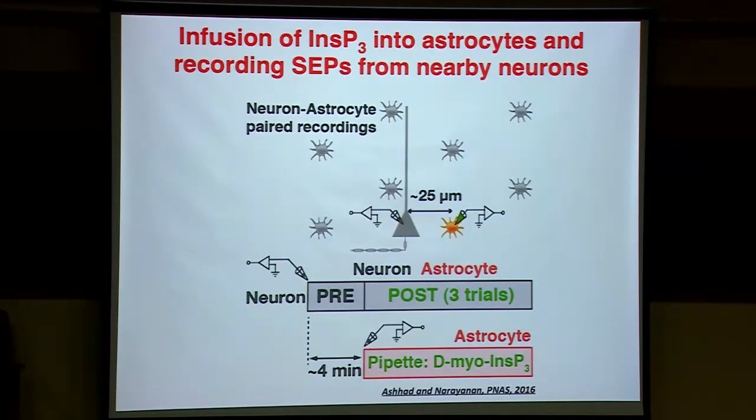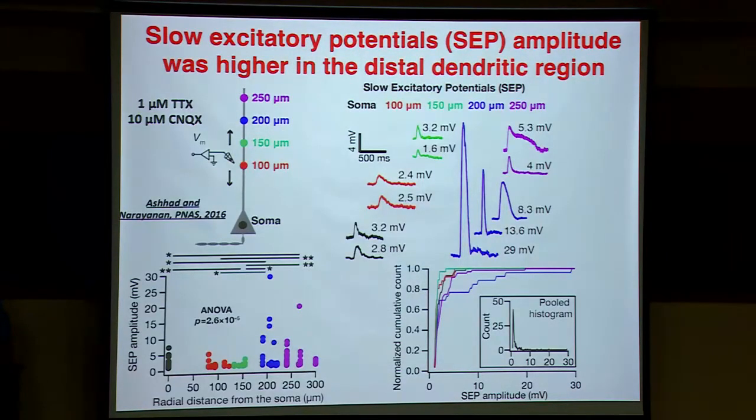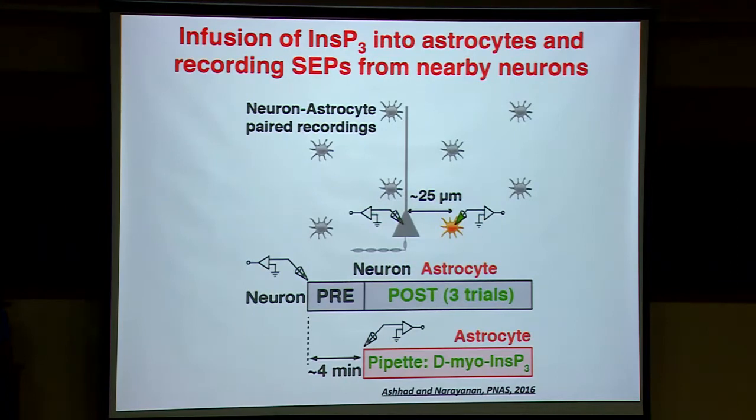Then he did another set of experiments just to show that these signals that he is recording are indeed from astrocytes and not from somewhere else. So for that, again, this is a much more difficult experiment, because you have to patch a neuron and then patch another astrocyte, which is close by so that it has some kind of contact with this. So he patched onto a neuron and then waited for a certain period of time where he recorded these signals, and then patched the astrocyte with something that would release the gliotransmitters from there.